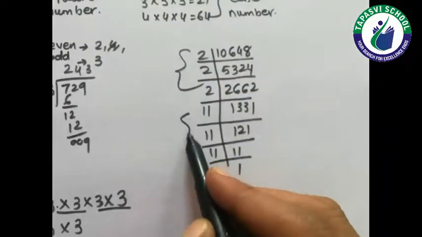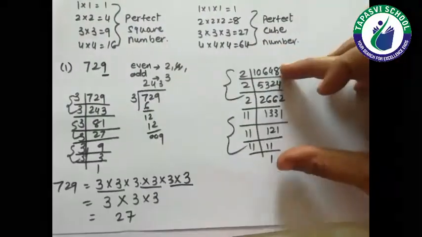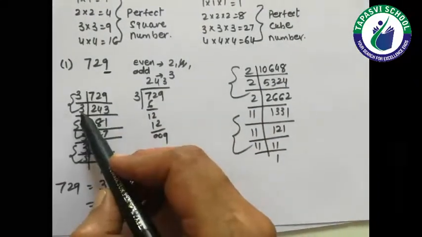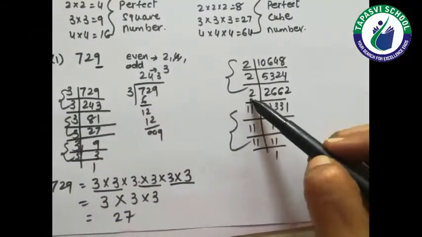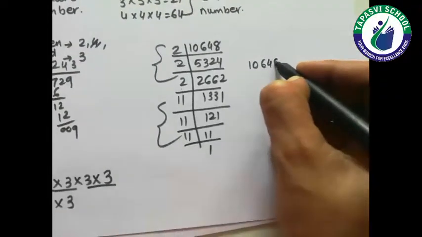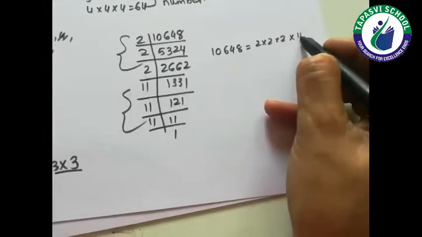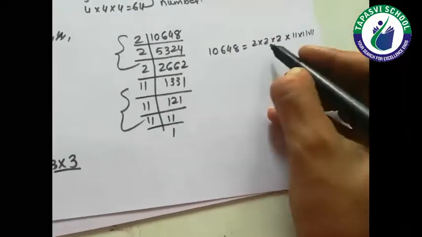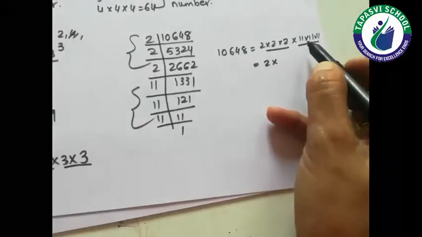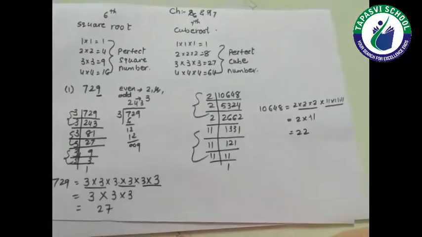So here you have to make pairs of 3. The same concept, but in square root you are supposed to make pairs of 2 digits. Here you are supposed to make pairs of 3 digits. So here 10648 is equal to 2 into 2 into 2 into 11 into 11 into 11. So here 2 one time, here 11 one time. So its cube root will be 22.